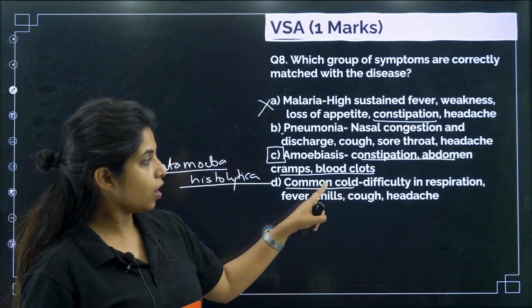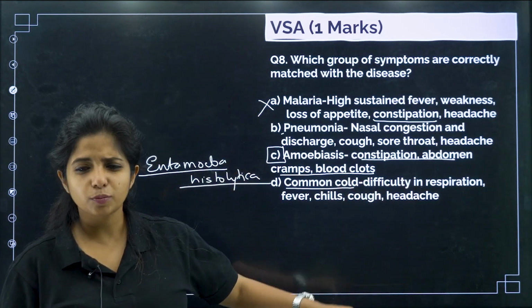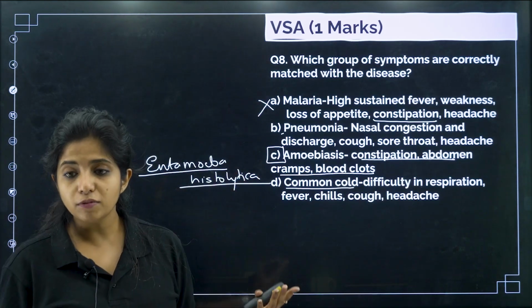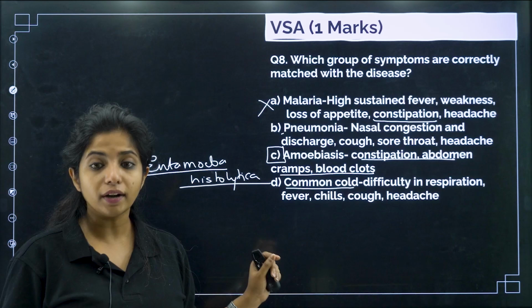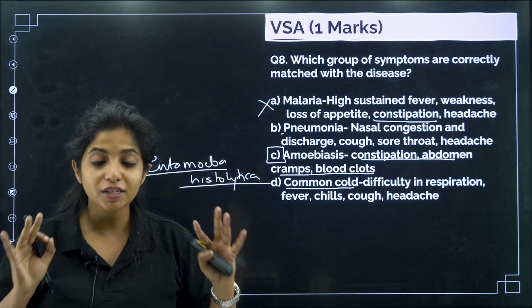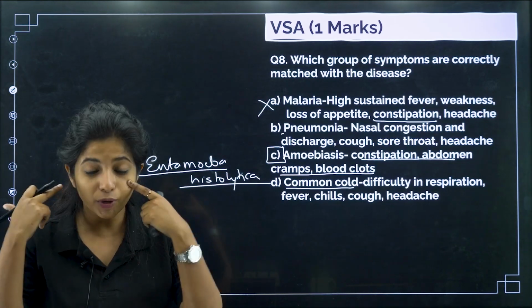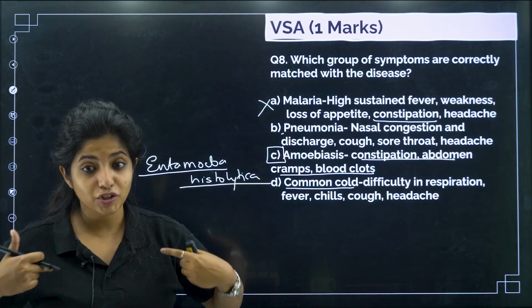Let's see common cold also. Common cold, difficulty in respiration, fever, chills, cough and headache. Difficulty in respiration you would not find at that level in the case of common cold. It is not a disease that affects your lungs. Please remember that. Common cold is not something that affects your lungs. It affects your airways over here. Pneumonia is something that affects your lungs.